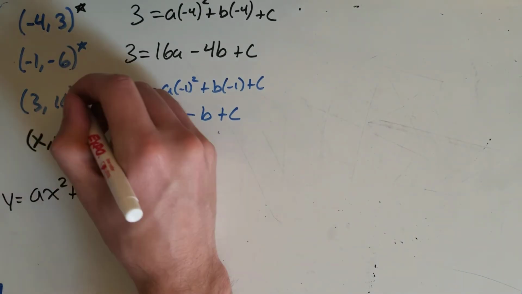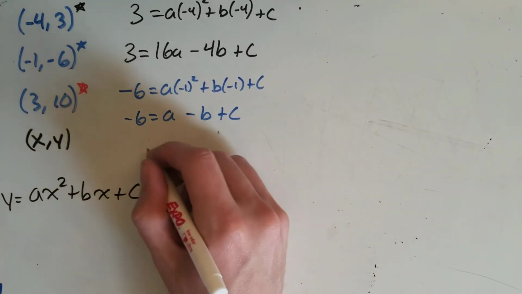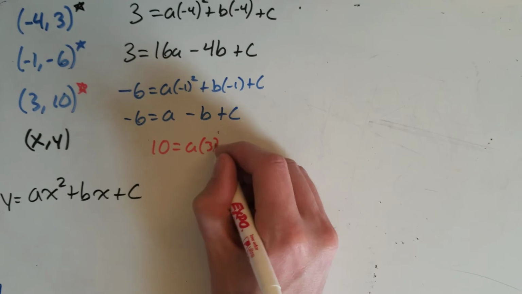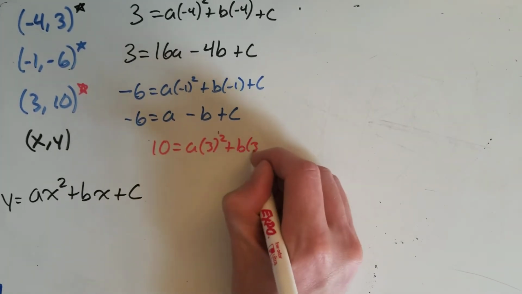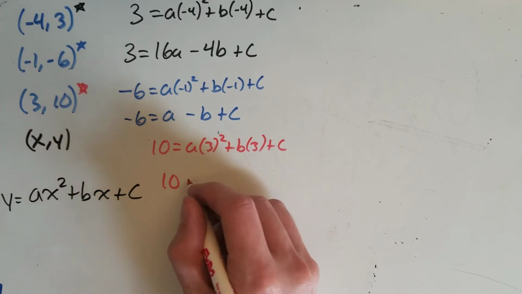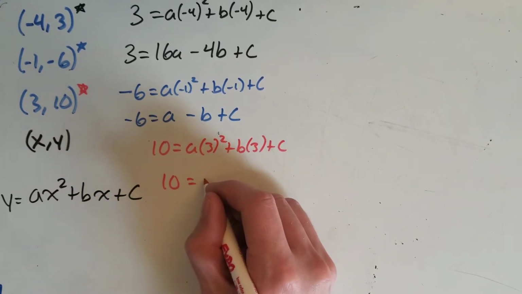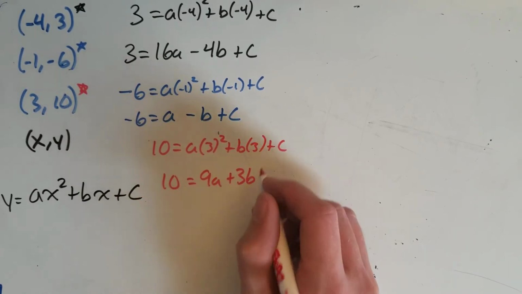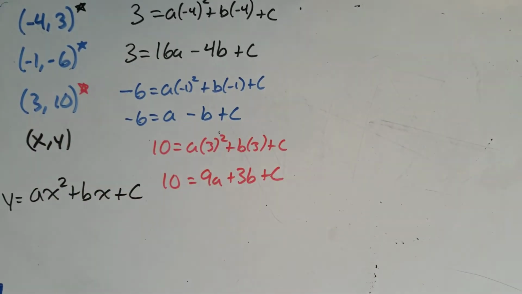And we'll do this one in red. When y is 10, x is 3. So 3 squared plus b times 3 plus c. So 10 is equal to, and we're going to have 9a when you simplify, plus 3b plus c.